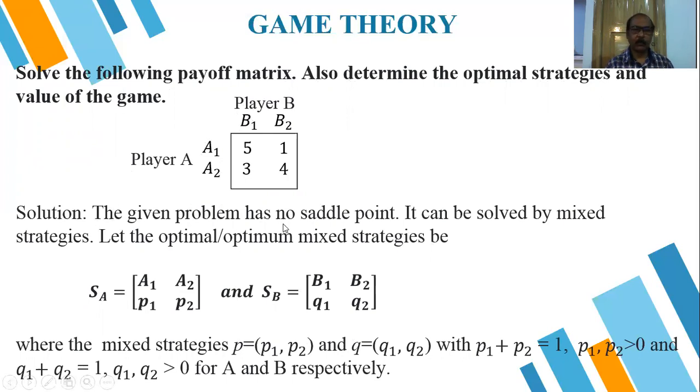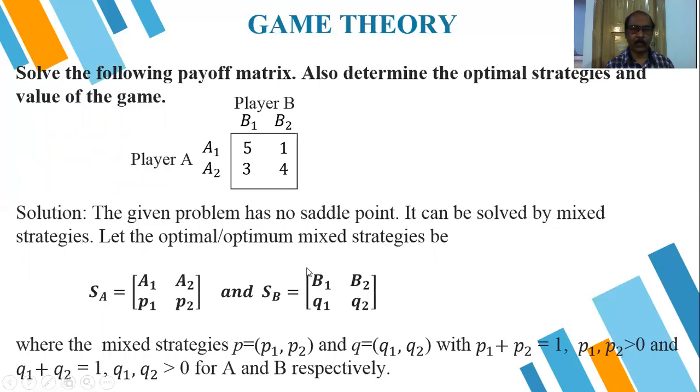Solution. The given problem has no saddle point. We can check it. This is 1 and this is 3, so 3 is the maximum. Here 5, here 4, minimum is 4. So minimax is 4. So they are not equal, so there is no saddle point. It can be solved by the mixed strategies.